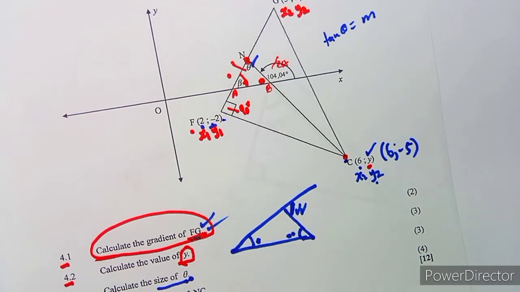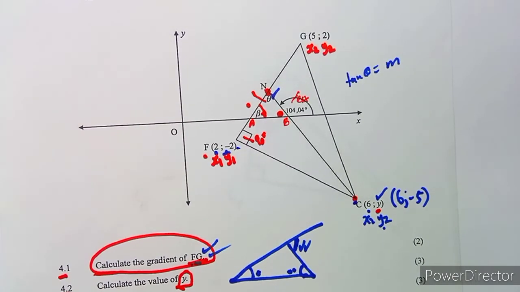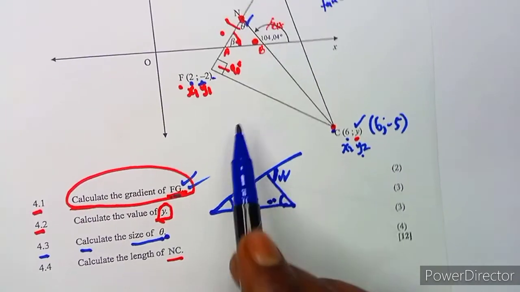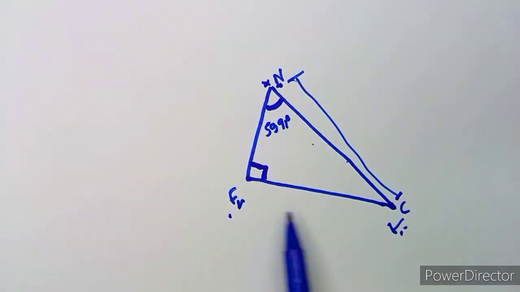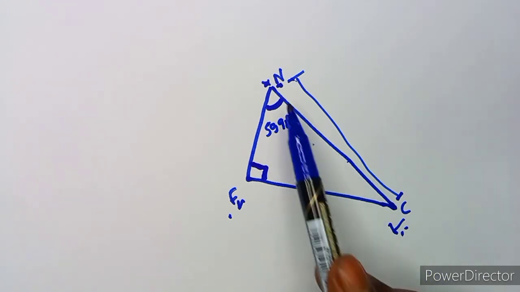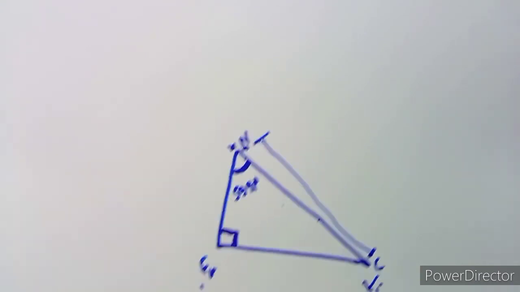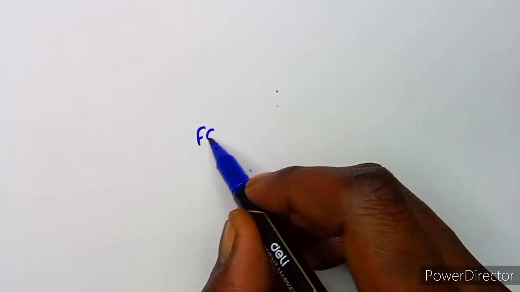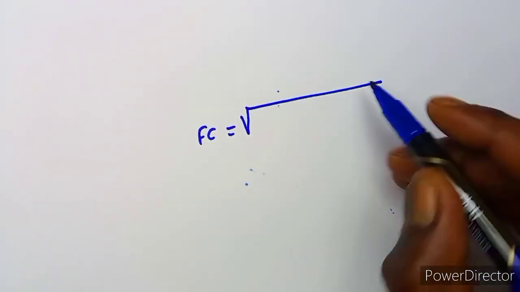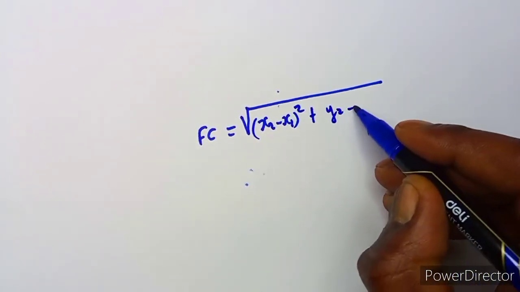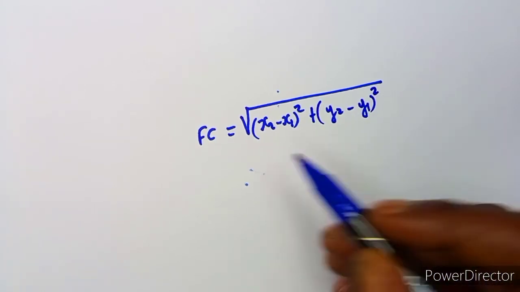Why? Because everything is actually complete, so I can calculate the length of this line FC. And if I have this length of FC, I'm going to use it to calculate the length of NC. All right, so let us now use our distance formula. Remember guys, from your formula sheet, FC is going to be the square root of x2 minus x1 squared plus y2 minus y1 squared.